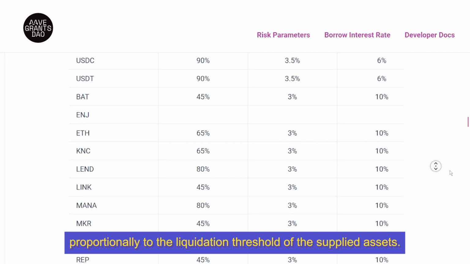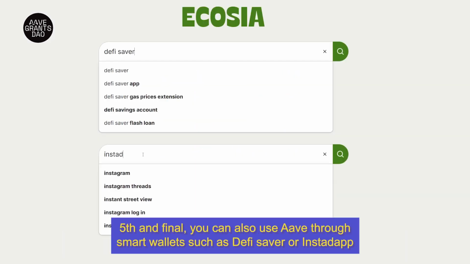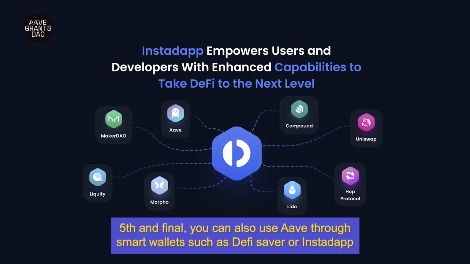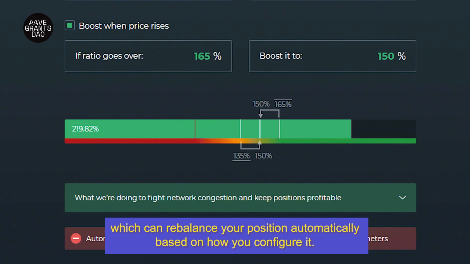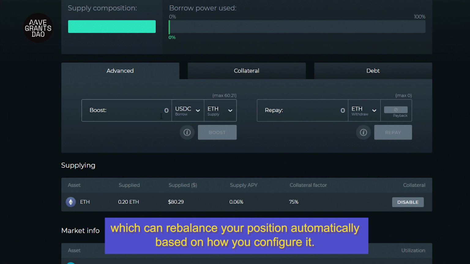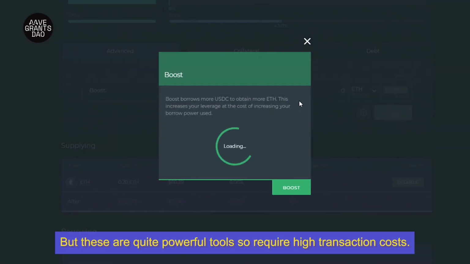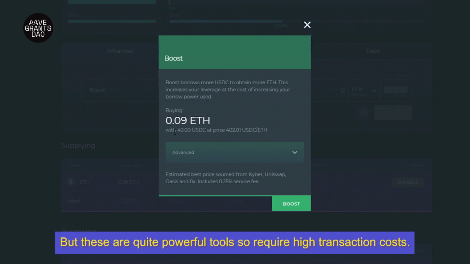5th and final, you can also use Aave through smart wallets such as DeFi Saver or InstaDApp, which can rebalance your position automatically based on how you configure it. But these are quite powerful tools, so require high transaction costs.